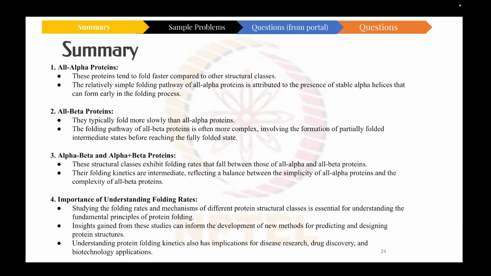Studying the folding rates and mechanisms of different protein structural classes is essential for understanding the fundamental principles of protein folding. Insights gained from these studies can inform the development of new methods for predicting and designing protein structures. Understanding protein folding kinetics also has implications for disease research, drug discovery, and biotechnology applications. In summary, there are overarching trends in the folding rates of different protein structural classes. The variability and complexity inherent in protein folding highlight the need for detailed studies to uncover the underlying principles governing this essential biological process.